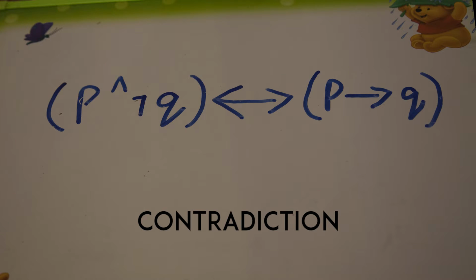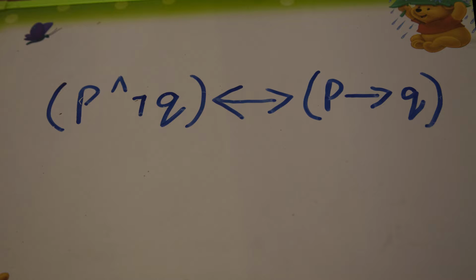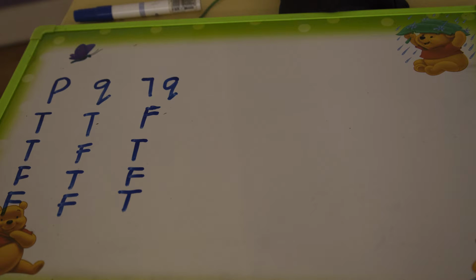The next one that I'm gonna show you is the contradiction, a compound proposition that is always false and the opposite of tautology. In this given example, we negate first the Q, so you're gonna put the opposite value of Q, which is false, true, false, true.